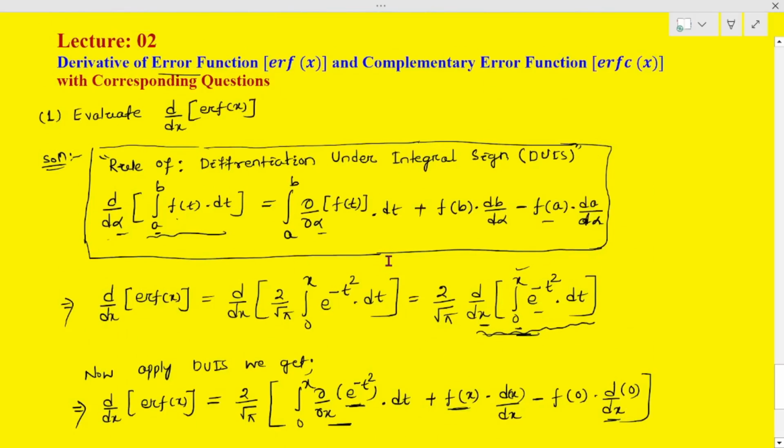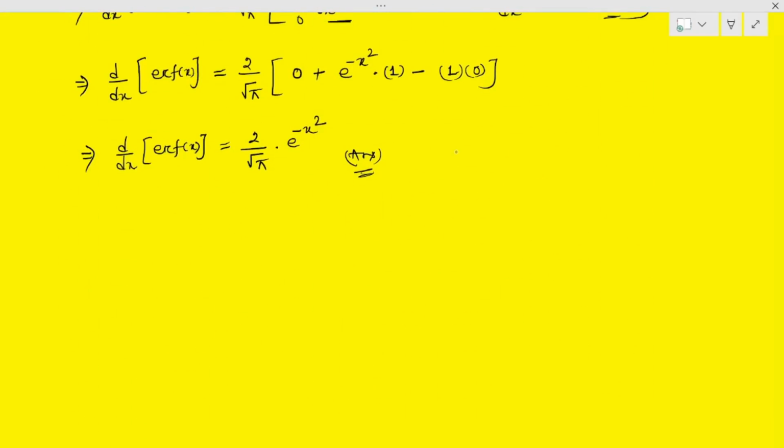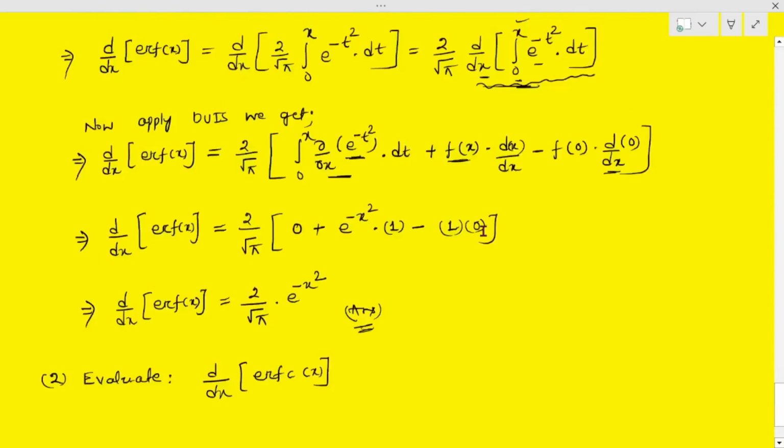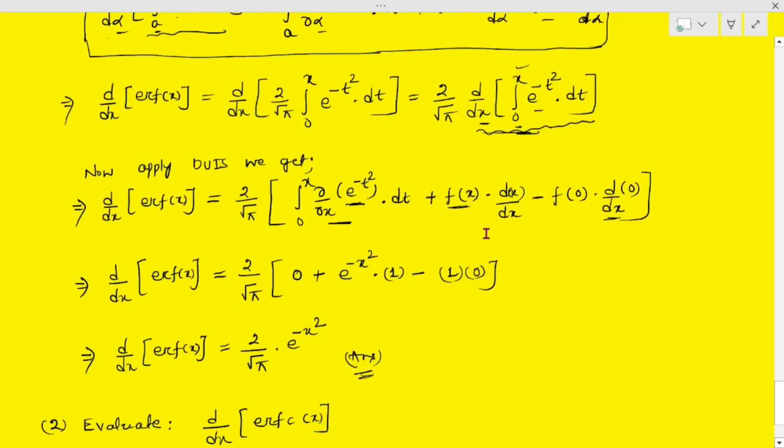Now we are going to go for differentiation of the complementary error function. The second one we have to find out: evaluate d by dx of the complementary error function. Okay, the same procedure, DUIS, we have to apply.